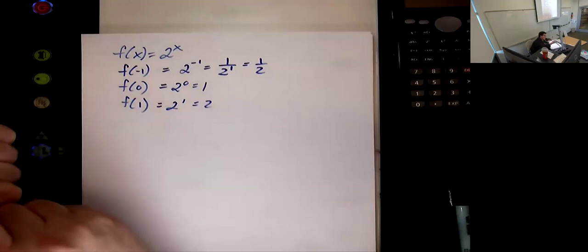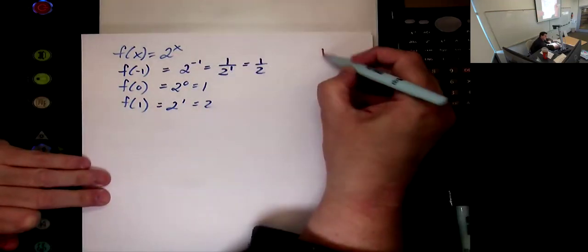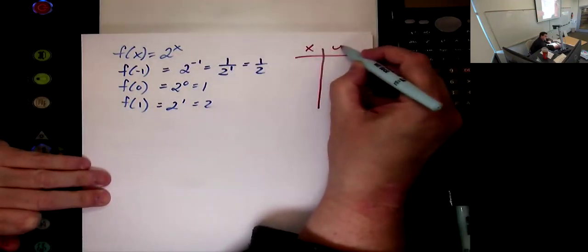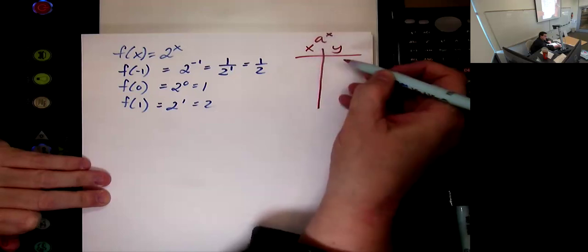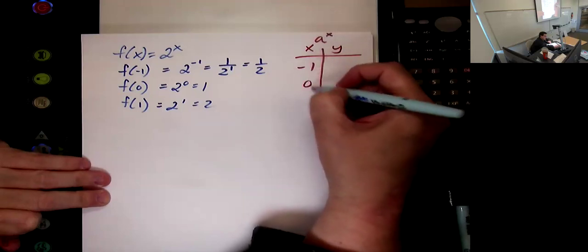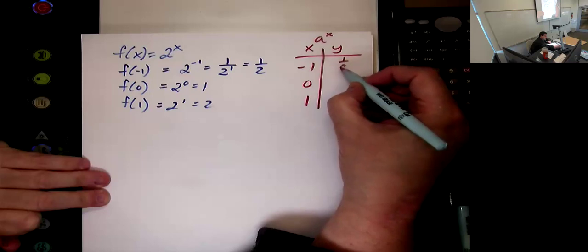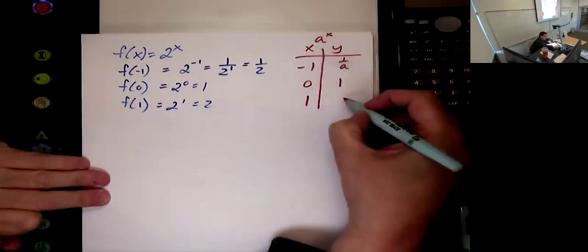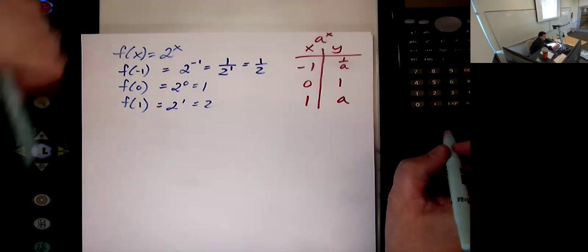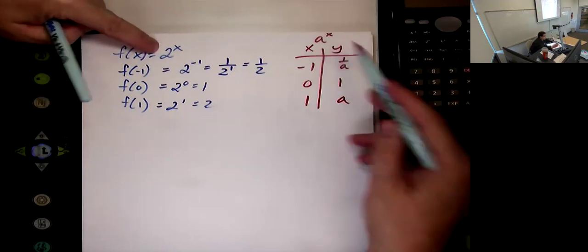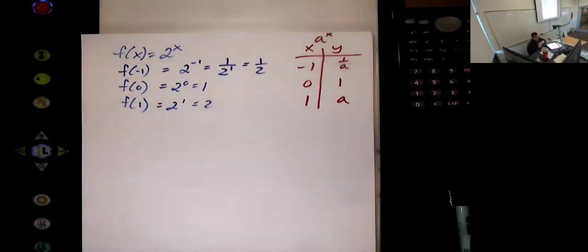In fact, these are the common ones to check for graphing. When you graph a to the x, at negative 1, 0, and 1, you get 1 over a, 1, and a, where I'm just replacing the 2 with an a, and that's consistent.